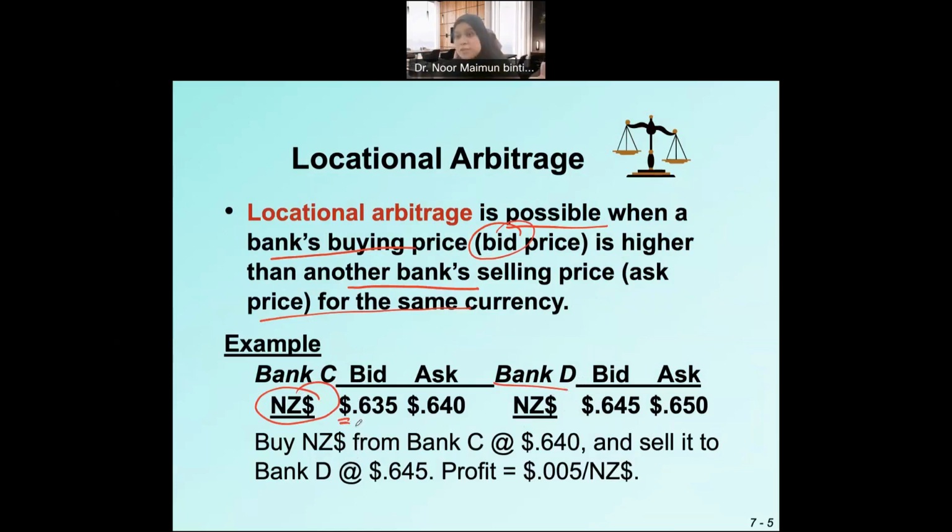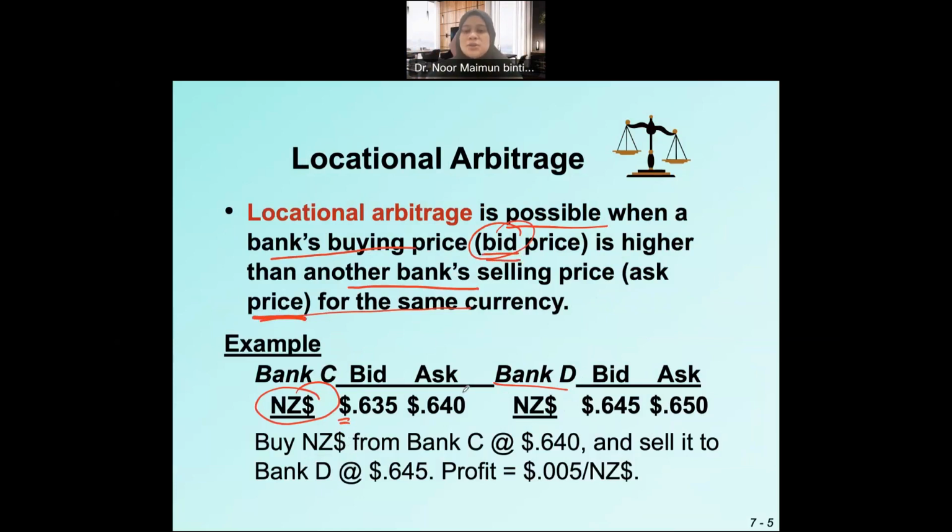So which bank should you choose? Okay, so which rate should you choose? Because we know that buying price is the bid price, okay? And then selling price is the ask price. So now you have New Zealand dollar and you want to buy US dollar. So you have to sell the New Zealand dollar first. Okay, so at what price should you sell? You should sell at the lowest price.